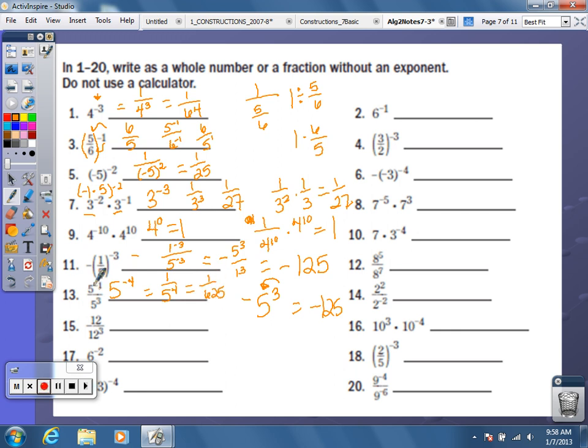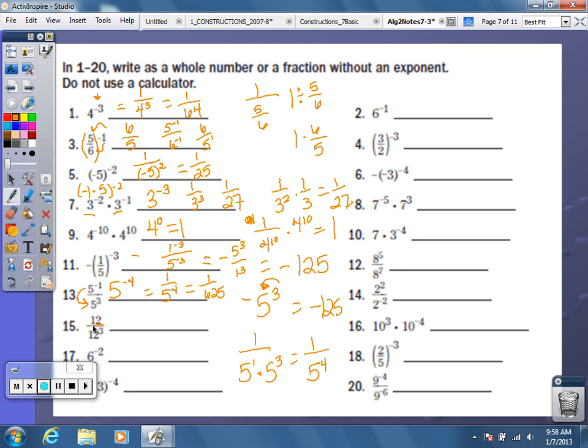Another way of thinking of it. This positive is okay, so it can stay there, but this one needs to go down below. So that leaves you with 1 over 5 to the first times 5 to the third. Then you could have added the exponents. 1 over 5 to the fourth. Still, 1 over 625 is what you'll get.